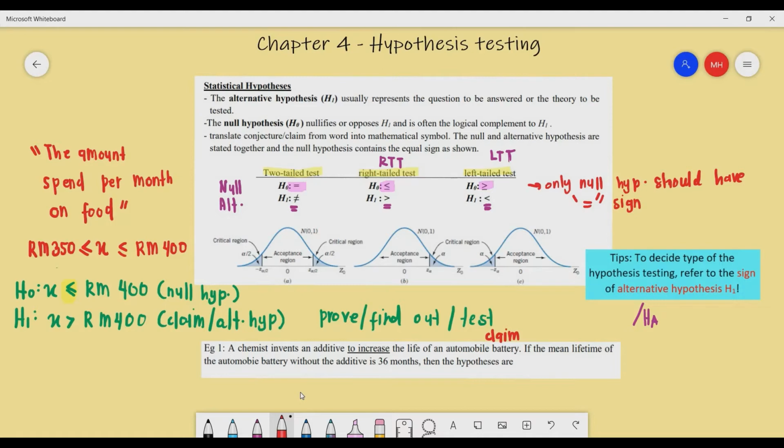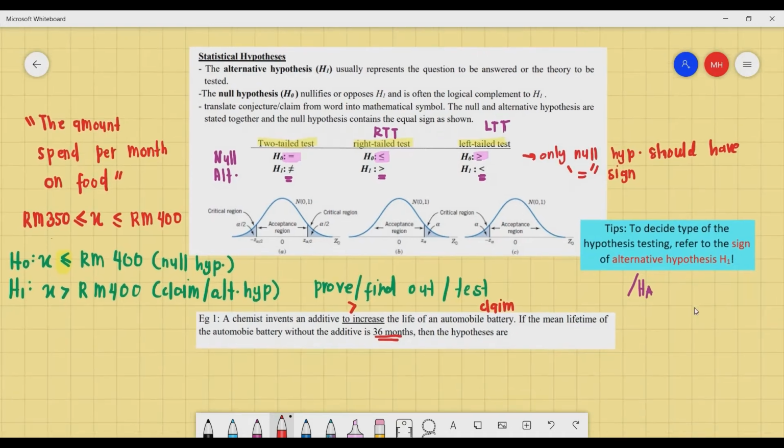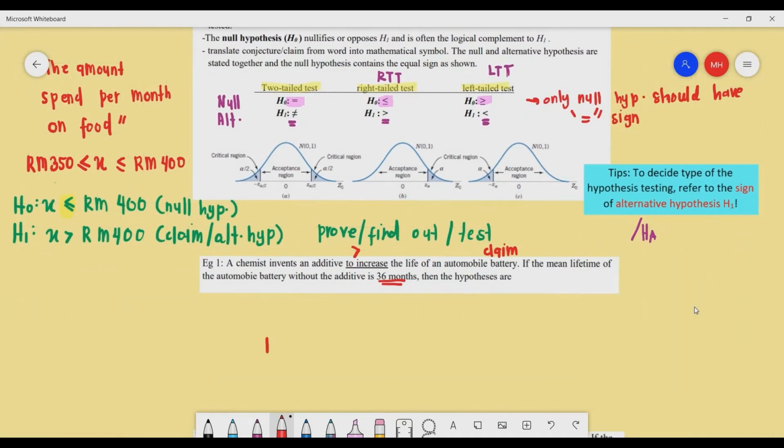And there's a keyword that you can find for the claim. To increase means greater. Okay, there's a keyword here. Okay, we proceed. If the mean lifetime of the automobile battery without additive is 36 months, this means the normal lifetime, the average normal lifetime of the battery. Then the hypotheses are, so we already have the claim here. So let's write the claim first. So H1, mu, we talk about the mean, right? Mean greater than, to increase, 36 months.